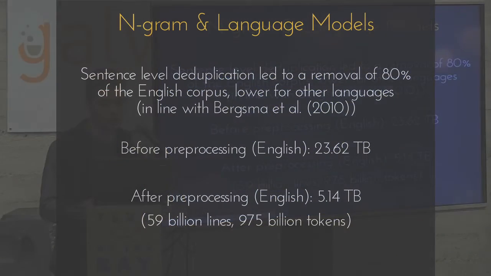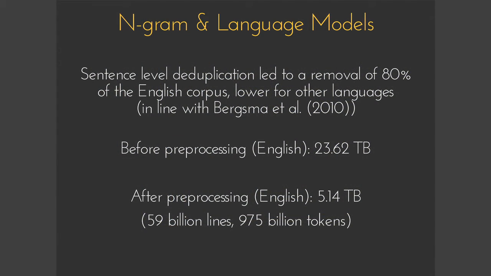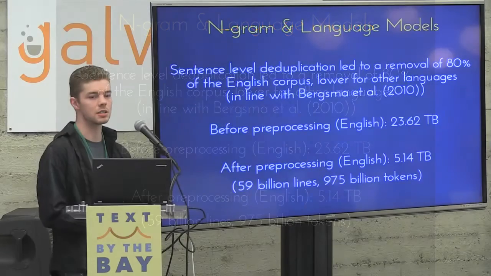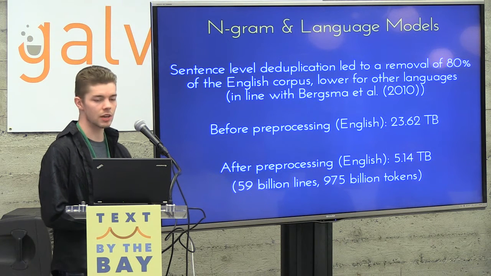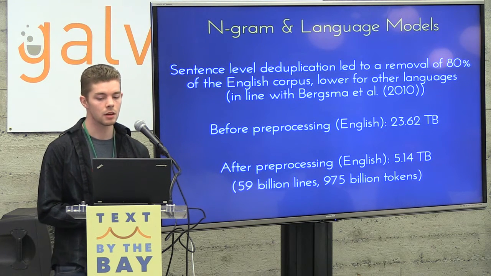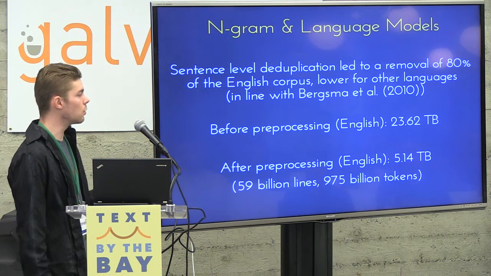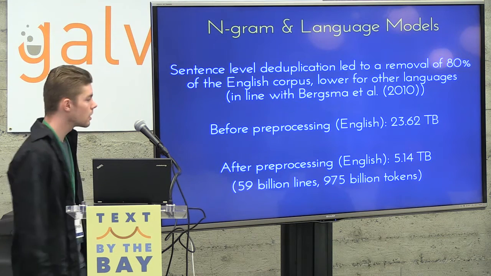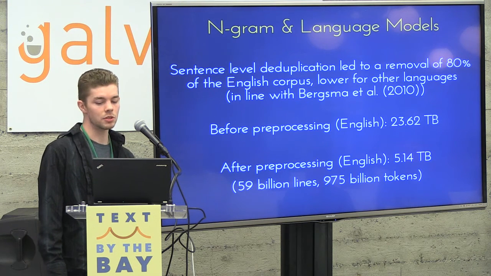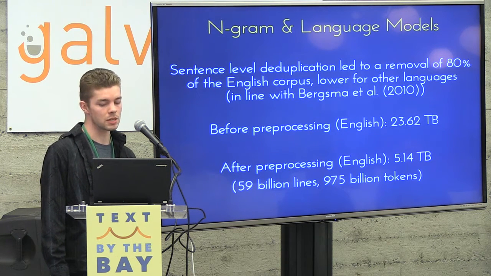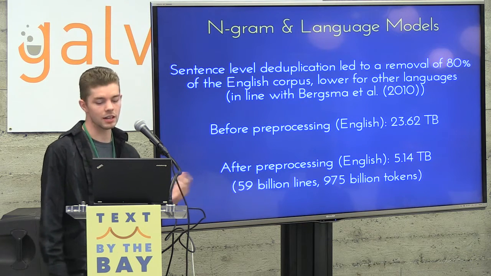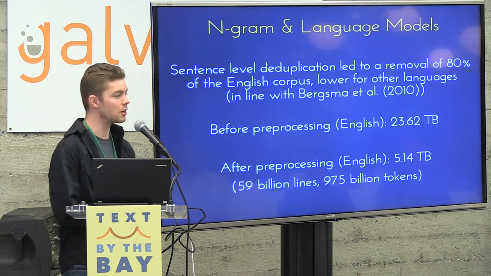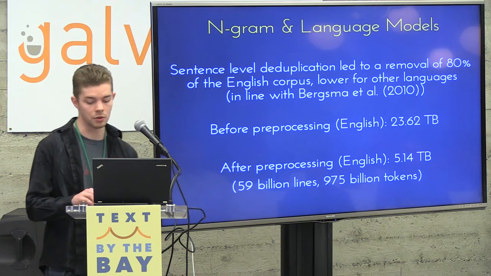So when they performed the sentence level deduplication, it ended up removing about 80% of the English corpus. A huge percentage, but again, consider the fact that most navigational elements are in English, most other things like that. It's lower for other languages, and all this was in line with previous work in deduplication on web data. So before pre-processing, they ended up with 23 terabytes of English. After pre-processing, it was 5 terabytes, which is where they ended up with the 59 billion lines or 975 billion tokens they used for the language model.